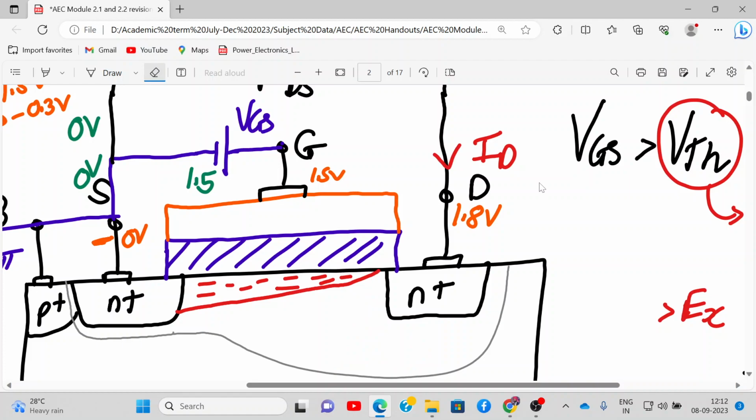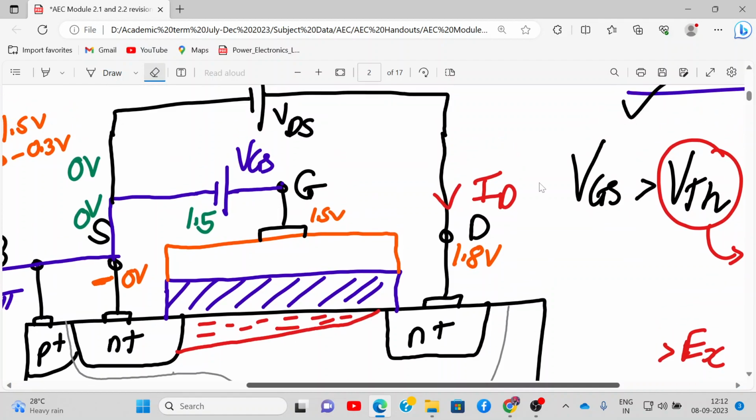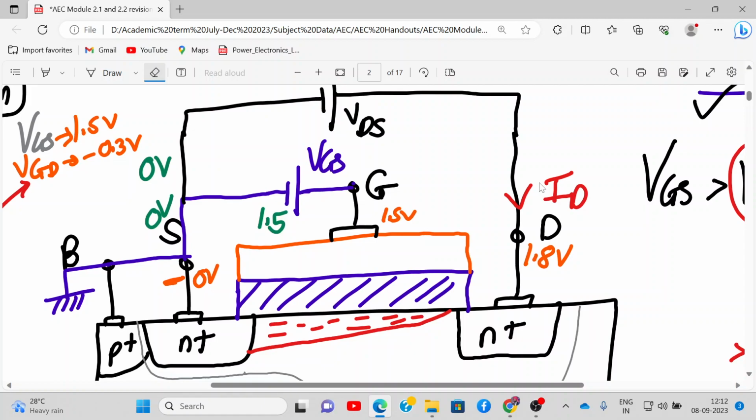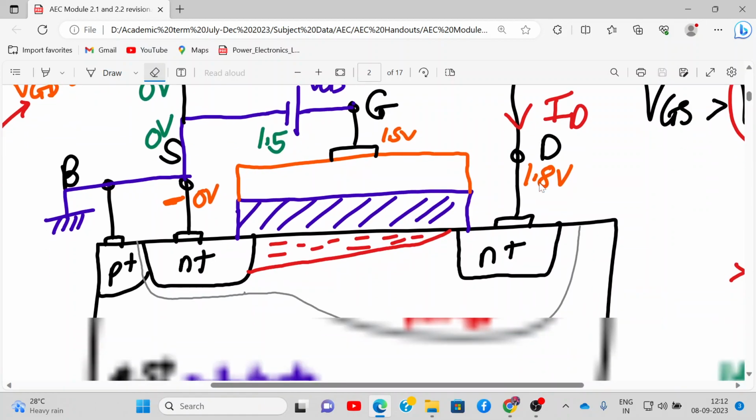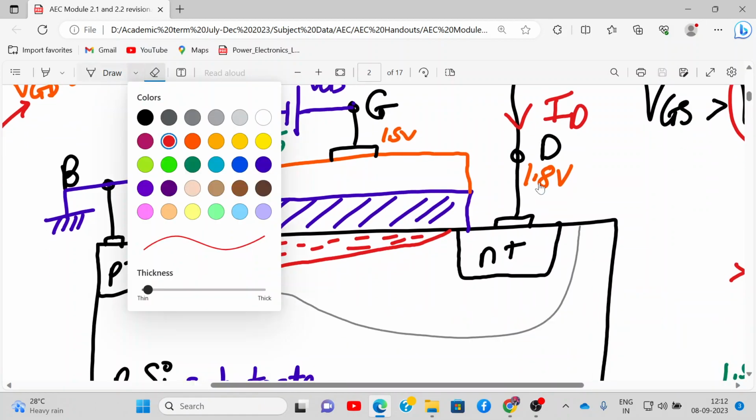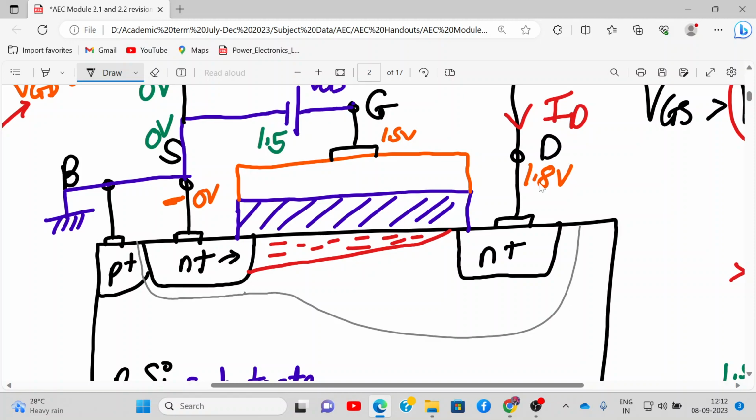So the channel is disappearing at the drain end and moving towards the source end. Why is it so? Because right now the gate to drain voltage is minus 0.3 volt. Now what should happen, will the current flow? The current will be here, electrons will be flowing over here, but here there is a gap. What will happen? This depletion region will be even more.